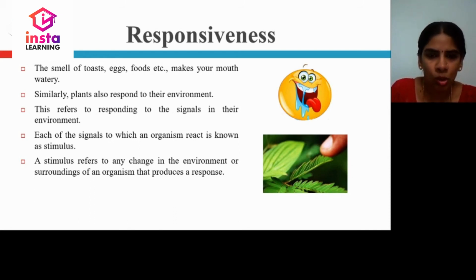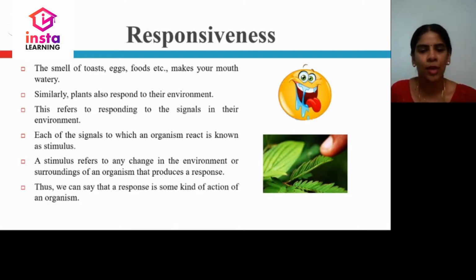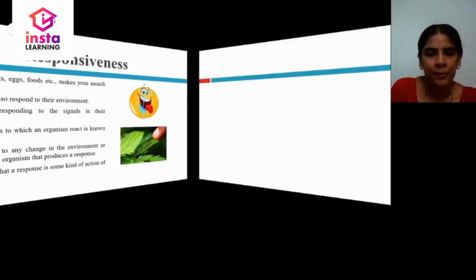Similarly, plants also respond to the environment. Heat, light, touch, everything are signals in the environment. The plant responds to the particular environment. That signal only we'll call a stimulus. We can say that a stimulus is some kind of action of an organism in response to the environment.